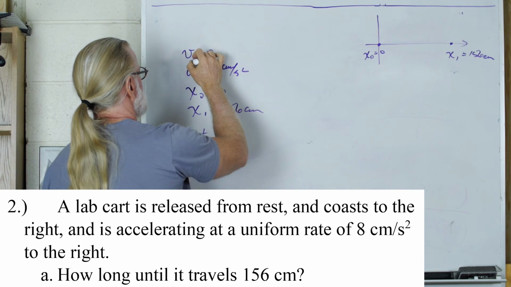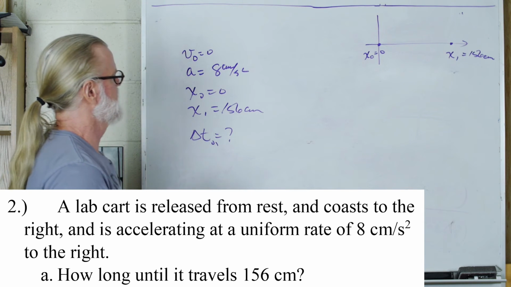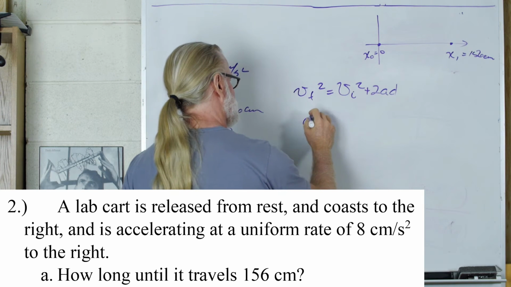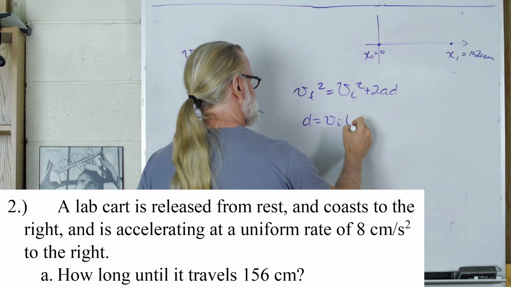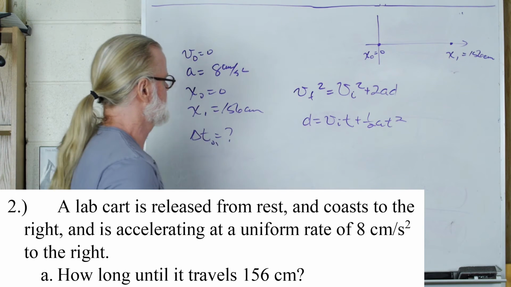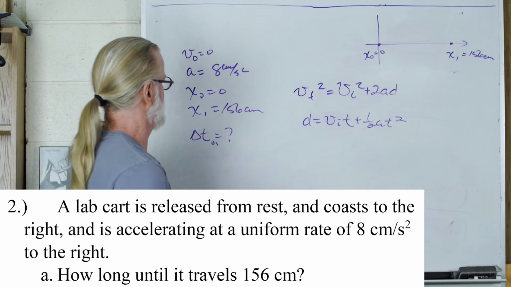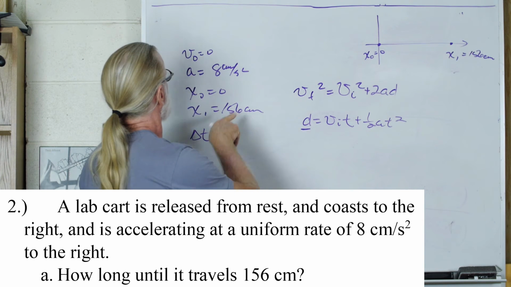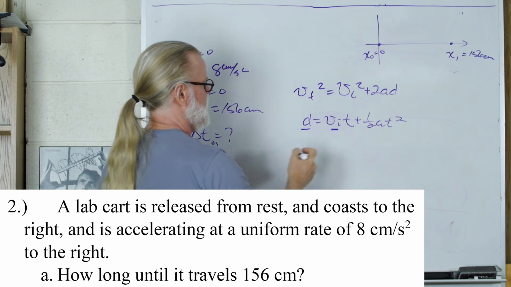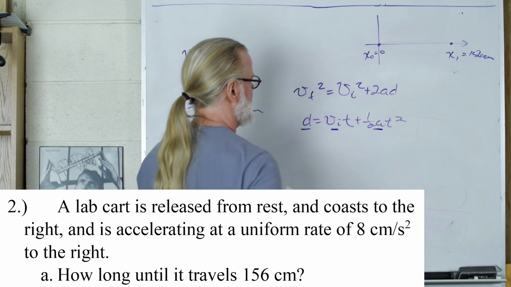Let's call this V0. Let's call that V0. In your reference table, El Grande looks like this: d equals v_i t plus 1/2 a t squared. Let's see, we have this. Do we have a V initial? Yeah, we got that. And we have that.